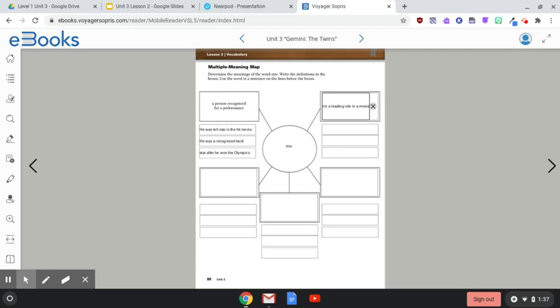Now, find two other meanings for the word star. You might need to use dictionary.com to help you out. Remember that star can be a noun, a verb, or an adjective. Don't forget to add in the sentence for it.